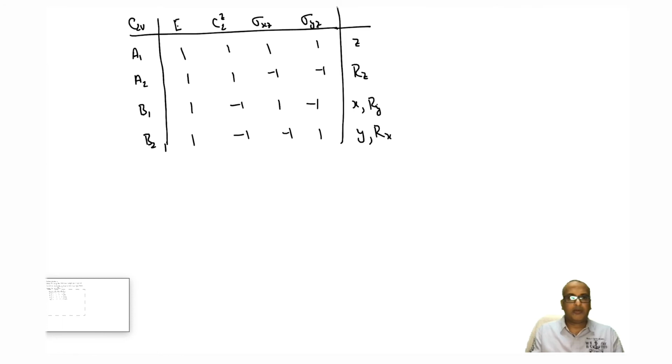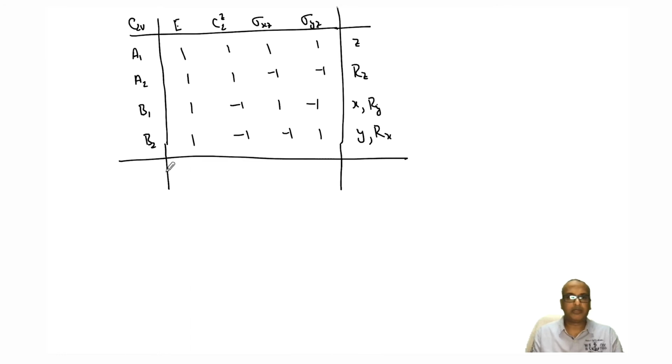Okay, now what is the first step? First step is to find out the number of unshifted atoms. When you do the E operation, all 3 atoms will remain unshifted. When you do C2Z, only 1 will remain unshifted. Sigma XZ, oxygen will remain unshifted. Sigma YZ, all 3 will remain unshifted, right?